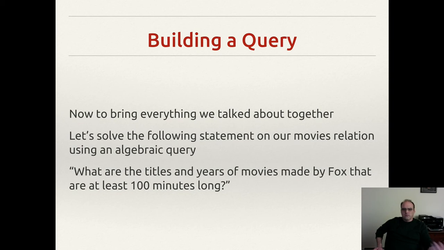So let's solve this statement. What are the titles and years of movies made by Fox that are at least 100 minutes long? Let's look at this statement and break it up into logical pieces. Notice here, what are the titles and years? Those are attributes.